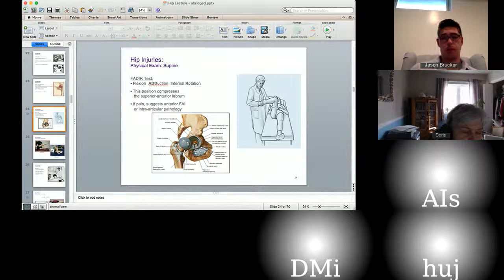The labrum is hard cartilage that lines the acetabular rim of the hip socket, and it helps provide suction for the joint. So when that gets torn, that can lead to irritation and to pain.